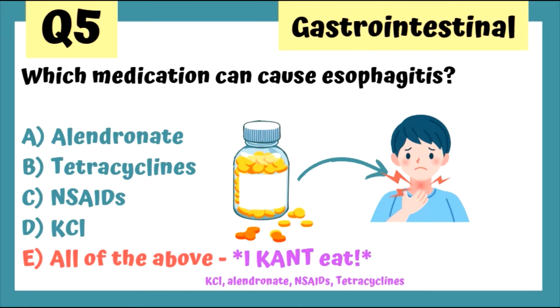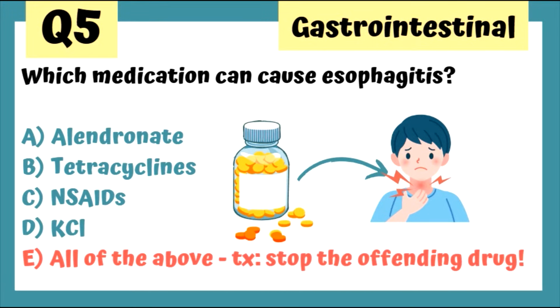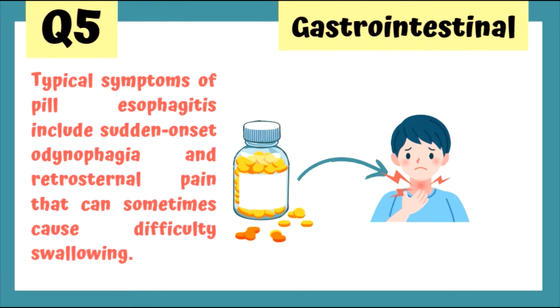I can't. K for KCl, A for alendronates and other bisphosphonates, N for NSAIDs, and T for tetracyclines. And the treatment is to stop the offending agent. Typical symptoms of this syndrome include sudden onset odynophagia and retrosternal pain that can sometimes cause difficulty swallowing.